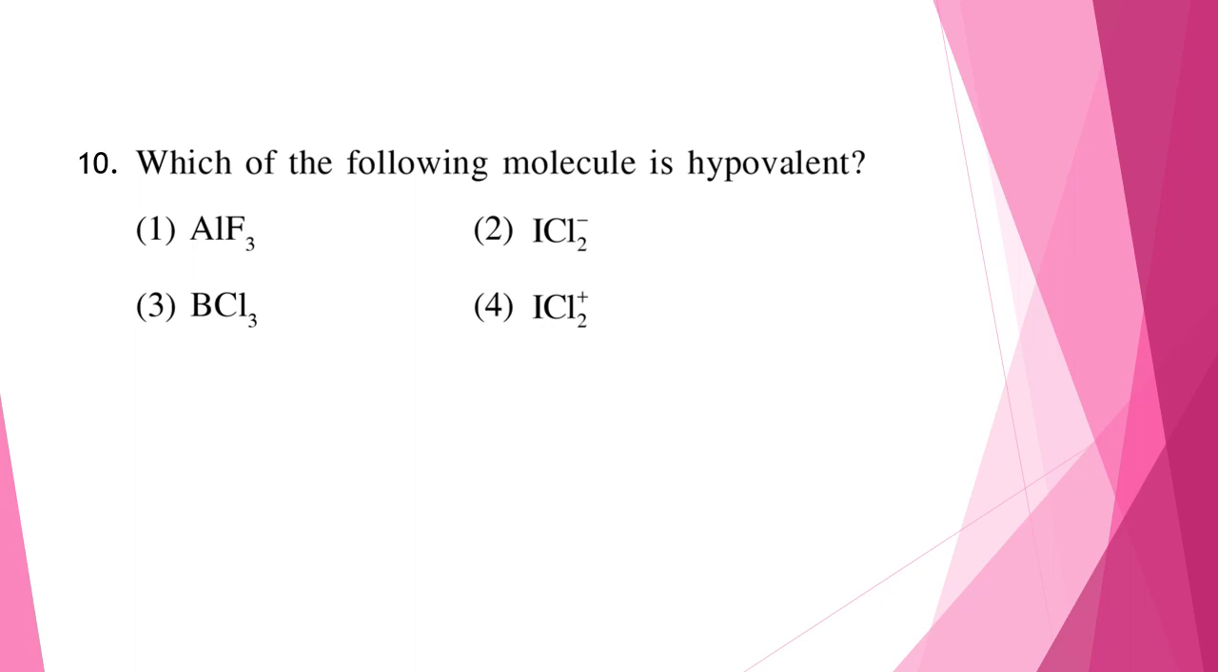Question 10. Which of the following molecule is hypovalent? So we have to check which is hypovalent. So BCl3, there are total 6 electrons. That means it is less than 8. So this is hypovalent. So the correct answer is option 3.